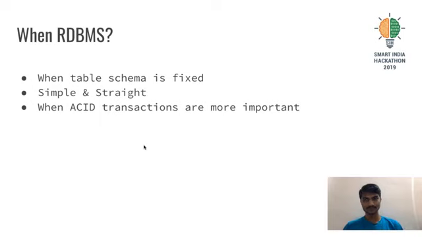So when should I choose relational database management systems? When I know my system is going to have defined or fixed database table schemas, which are not going to change easily. It doesn't mean I'm never going to change them; it means they are very less changeable.